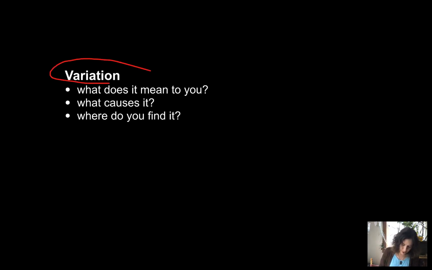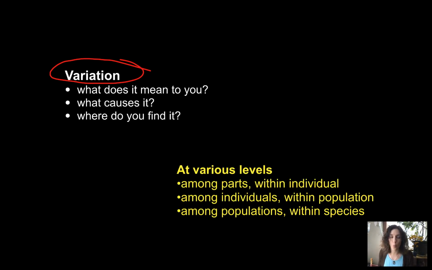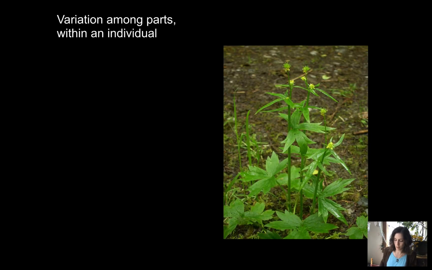So variation, what does it mean to you? What causes it? Where do you find it? These are all topics we're going to talk about, kind of starting with the where do you find it part. Well, you find it at various levels. You find it among parts within a single individual, right? So if you look at different, say, leaflets along a leaf, they're going to be different from one another sometimes. We also see differences among individuals within a population. So you've got this field of flowers, and some of the flowers are bigger than others, something like that. Also, we're going to see variation among populations within a species. Okay, we're going to talk about all those things, starting with variation among parts within a single individual.